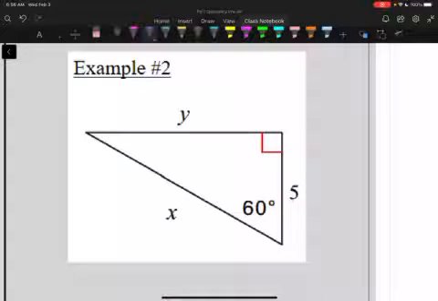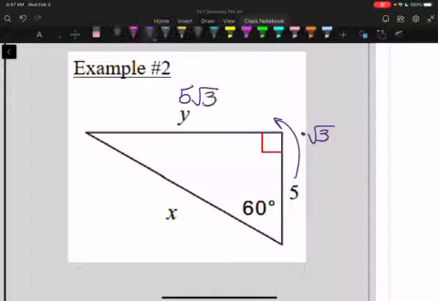Number 2, this time we were given our short leg, so we can go to either side. It doesn't matter. They're both getting multiplied by something. So I'm just going to go to my long leg first, so that's times the square root of 3. So that's 5 square roots of 3. And then to my hypotenuse is times 2, so that's 10.